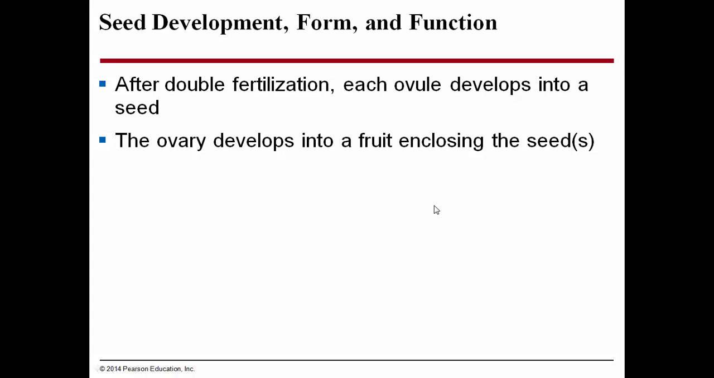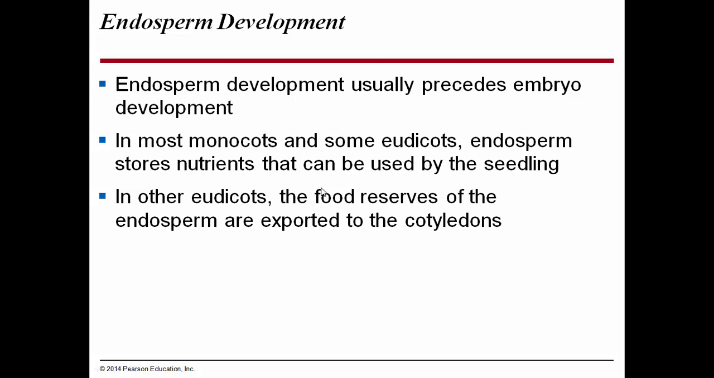After double fertilization, each ovule develops into a seed. The ovary develops into a fruit enclosing the seed. Endosperm development usually precedes embryo development. In most monocots and some eudicots, endosperm stores nutrients that can be used by the seedling. In other eudicots, the food reserves of the endosperm are exported to the cotyledons.